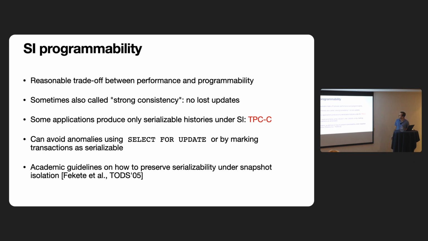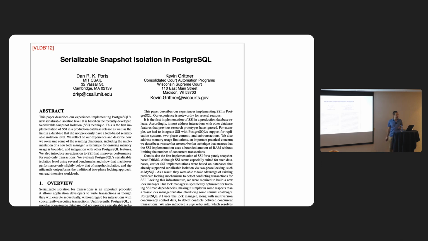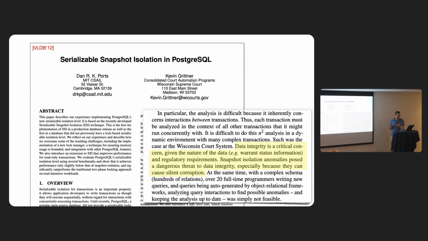As a funny story, Postgres for a while didn't have a serializability implementation, so the highest level they provided was snapshot isolation. When they did it, in 2012, they actually published a paper about this. The authors were Dan Ports, he's a famous systems guy, and somebody, I don't know who, from the Wisconsin Supreme Court. They said the Wisconsin Supreme Court had an issue with weak isolation, because data integrity is a critical concern given the nature of the data, e.g. warrant status information and regulatory requirements. And snapshot isolation anomalies pose a dangerous threat to data integrity, especially because they can cause silent corruption. They don't mention if this means that somebody got a warrant when they didn't have to. But this was the use case for implementing serializability in Postgres.